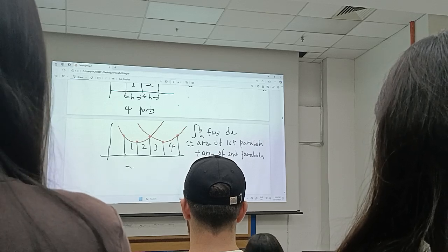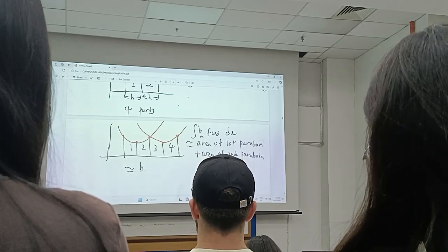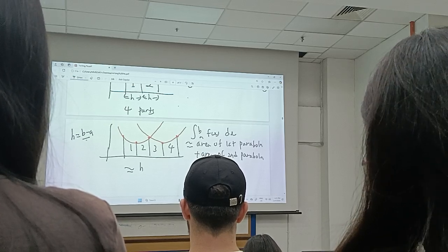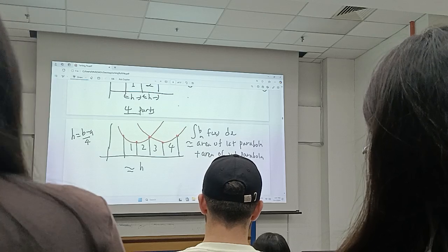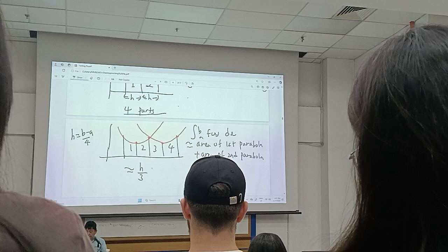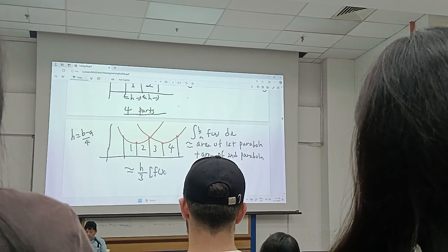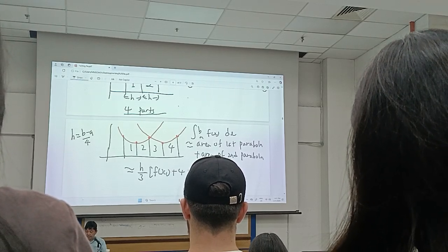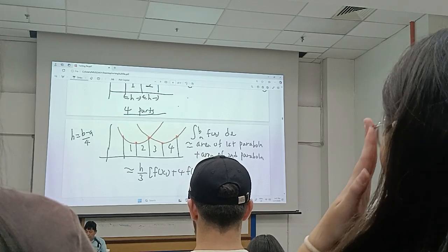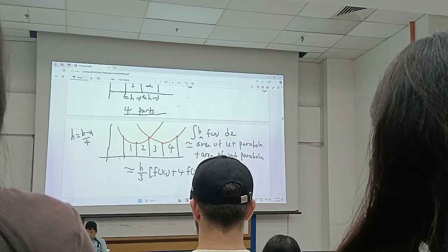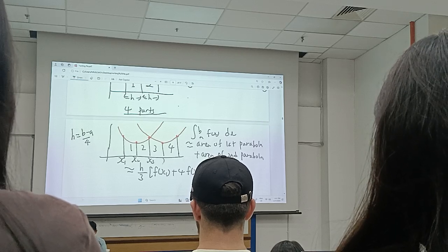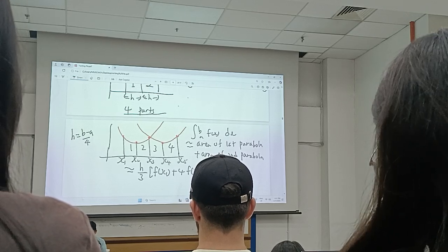Okay. So we need h. Now what should h be? b minus a divided by 4. Okay. Divide into 4 parts. Divide by 4. So we have h over 3. First f(x1). Second, height multiplied by 4. And from the last one f(x3). So this is S1, right? S2, S3, S4, S5.